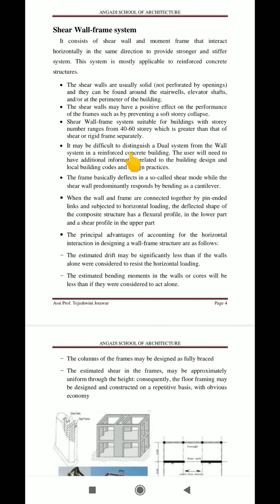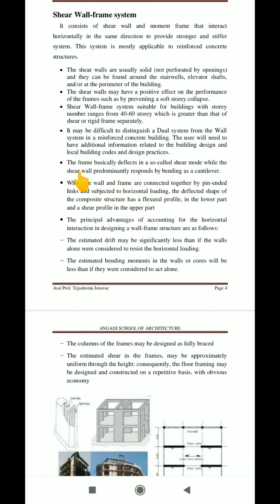It may be difficult to distinguish a dual system from a wall system in a reinforced concrete building, because when we look at the building in its finished form, we cannot identify whether it is a shear wall or just an infill wall or a normal masonry wall. So it is difficult to identify whether it has a dual system or a single moment frame system, and because of that we need building design related information to distinguish it as a dual system structure.